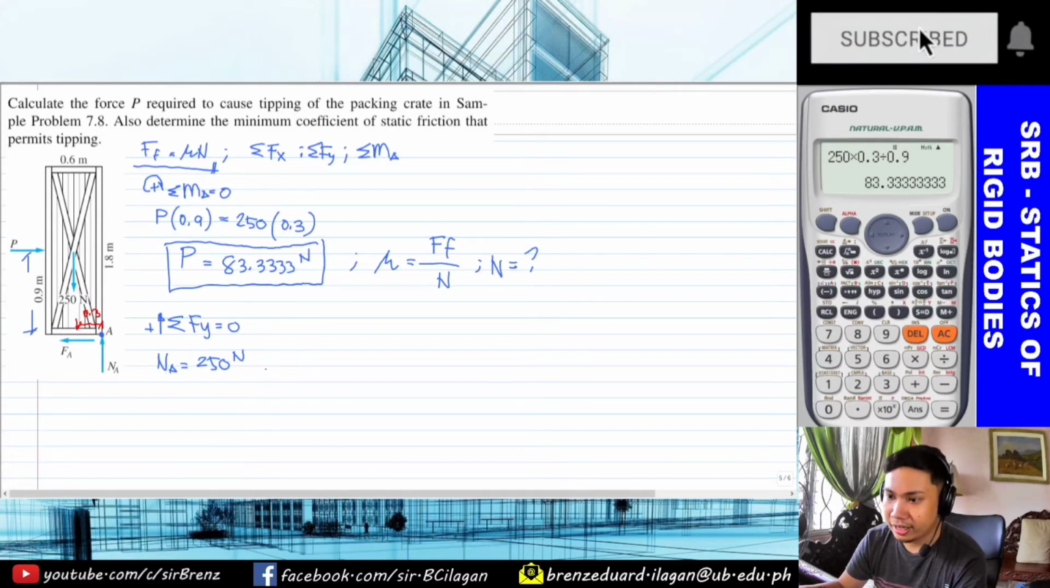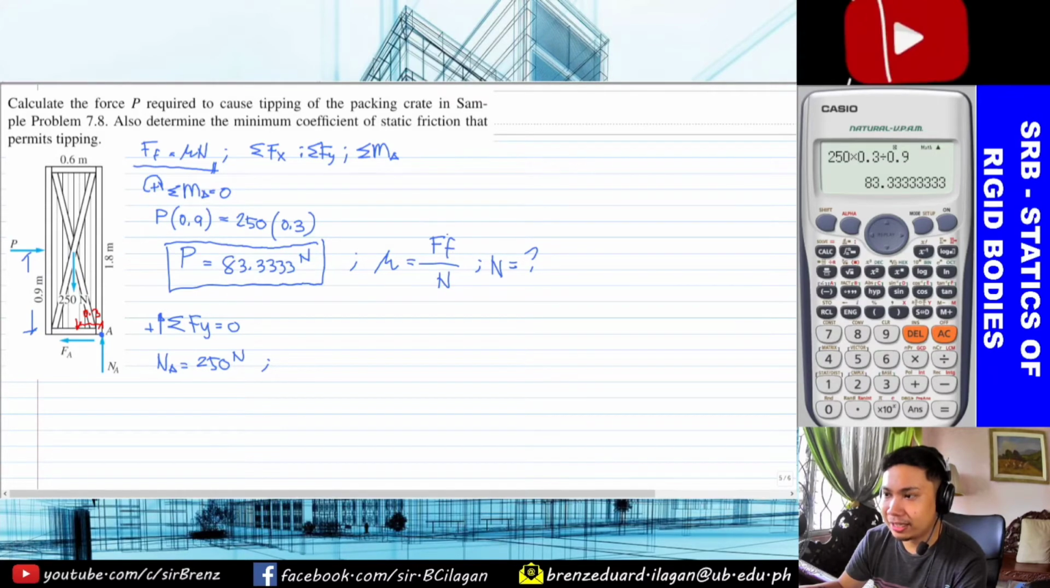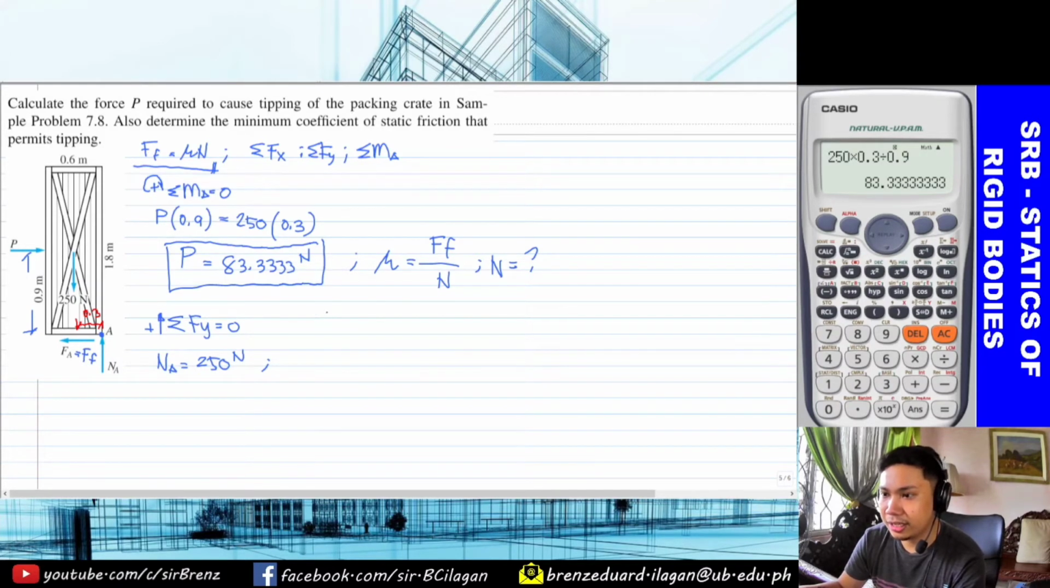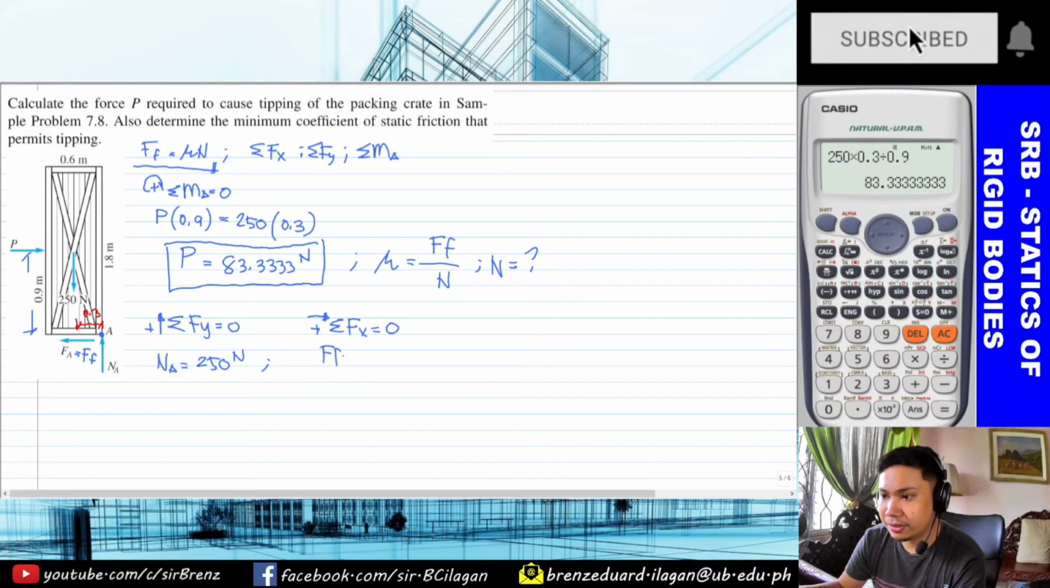Since may value na tayo ng N sub A, we can now solve for the value of the mu. Pero pala, kailangan din muna pala natin mahanap yung frictional force or yung F sub F sub A. So, ito, equals na lang to dito ha, para hindi tayo malito. Okay, so paano natin may relate yung dalawa? So, by taking summation of forces ng X, diba? We could say that yung F sub F mo o yung F sub A is equals lang do sa force P mo, yung nakuha natin kanina, which is equals to 83.333 Newton.